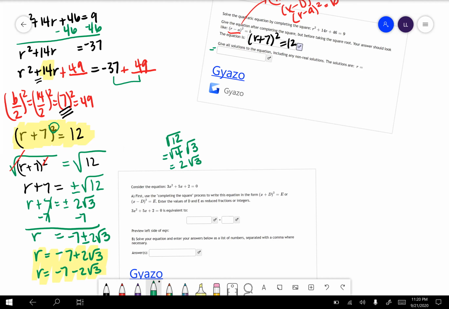Negative 7 plus 2 times the square root of 3, and negative 7 plus 2 times is actually going to be minus, right? Because one is plus, one is minus. So negative 7 minus 2 times the square root of 3. There you go. That's how you type that answer in.